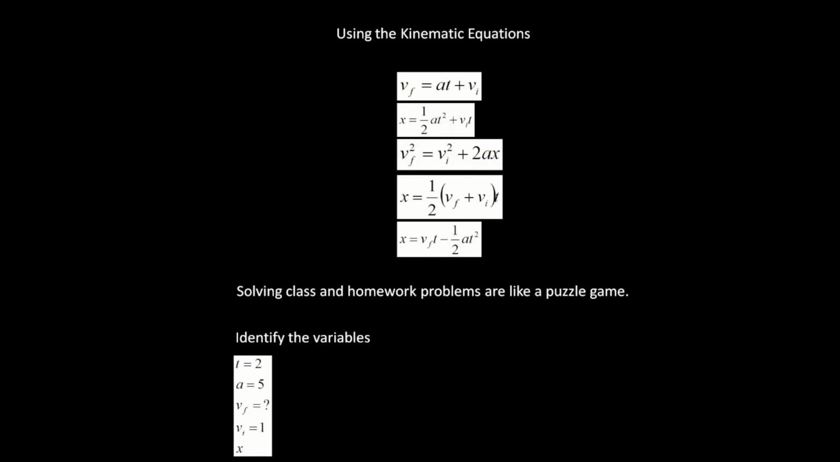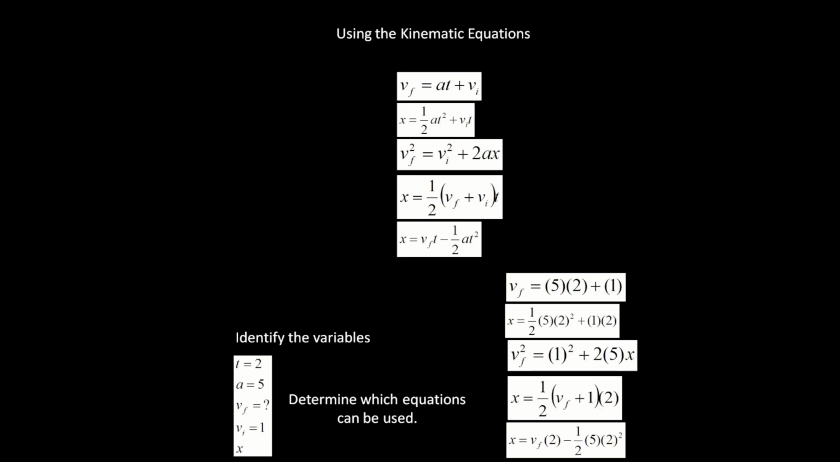That's what you want to look for. And here's just a quick example. Let's say a problem gives us time and gives us an acceleration and a velocity. But we don't know the final velocity. Maybe that's what the homework question is asking for. Given this information, what is the final velocity? And then we just use these numbers and determine which equations we can use.